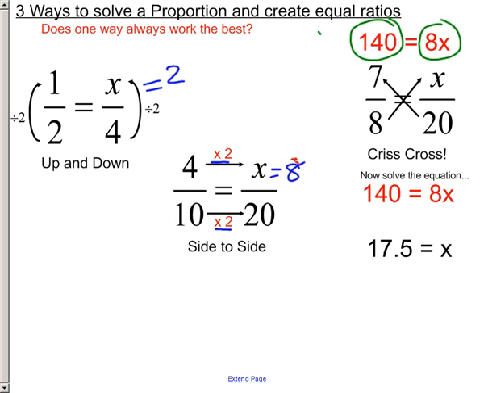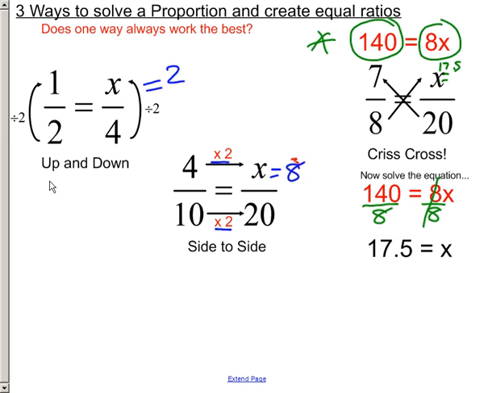Well, I hope you recognize that we have an equation that we can now solve. So our equation, I'm going to rewrite down here, is 140 is equal to 8x. The opposite of x times 8 is to divide by 8. We have to keep the balance and divide this side by 8. So x is left here. Use your calculator to do 140 divided by 8, and that equals 17.5. So x is going to be 17.5.